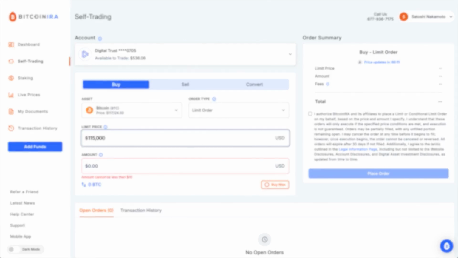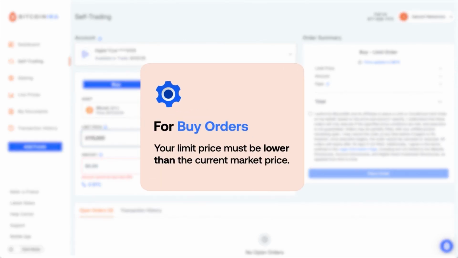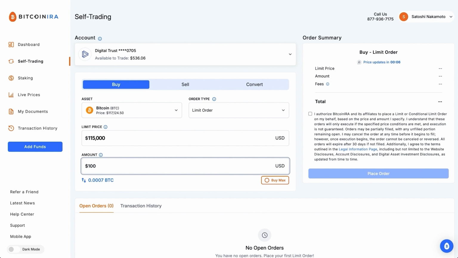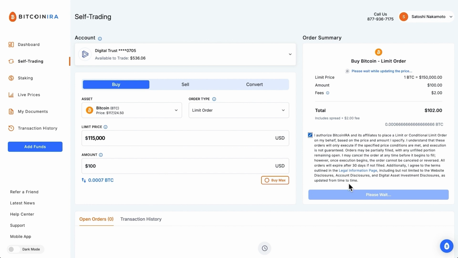Here are two important rules. For buy orders, your limit price must be lower than the current market price. For sell orders, your limit price must be higher than the current market price. Now, enter the amount you want to trade. Finally, review your order details carefully, check the box to agree to the terms and conditions, and click Place Order.